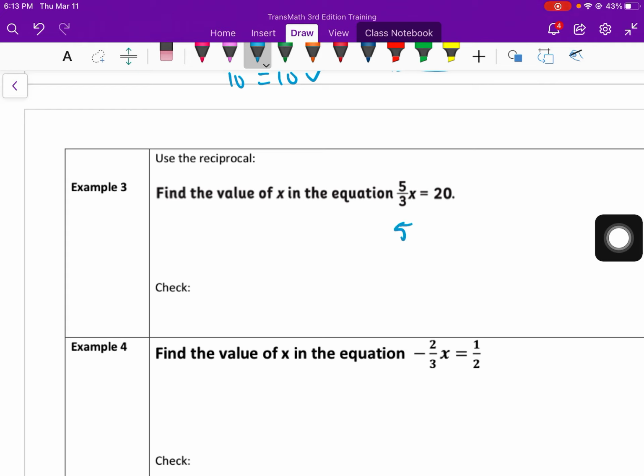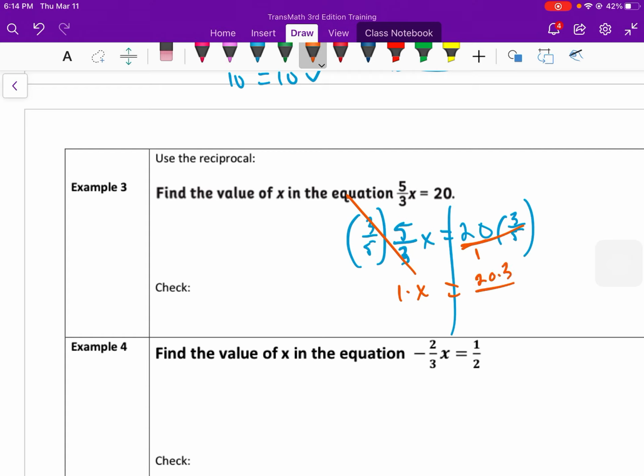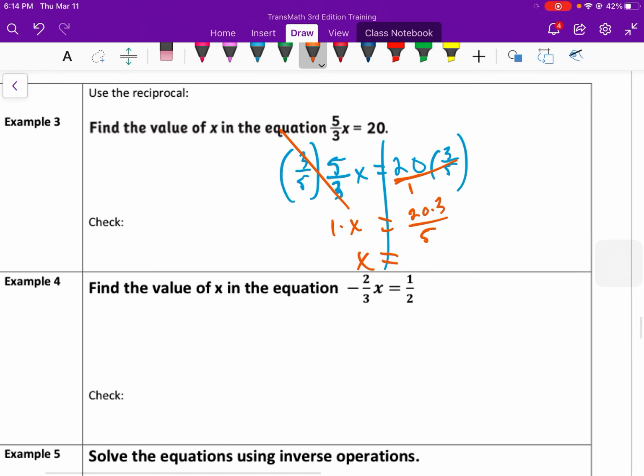So I'm rewriting it again. 5 over 3 x equals 20. So we're going to want to multiply by the reciprocal to simplify, so we just have x on the left. So the reciprocal is going to be 3 over 5, and what we do to the left, we must also do to the right side. So these will simplify to 1 times x, and on the right, when we multiply straight across, it's going to be 20 times 3 divided by 5. So again, we just have x on the left side. 20 times 3 is 60, divided by 5, and 60 divided by 5 is 12.